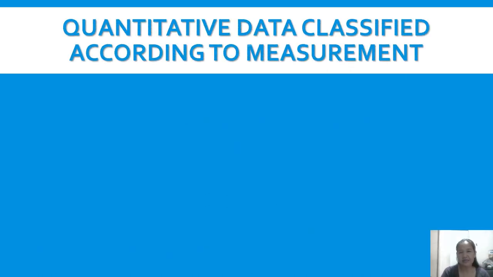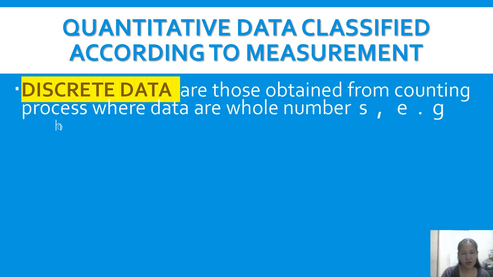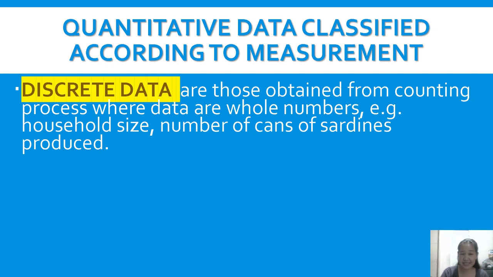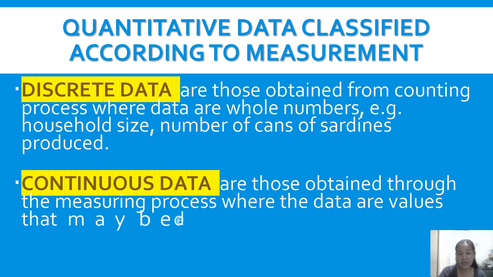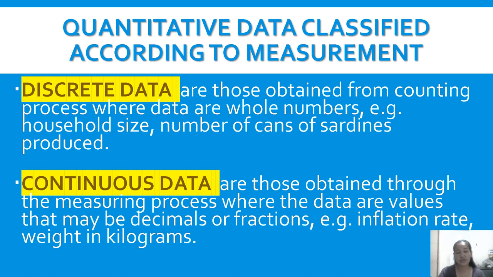We also have quantitative data classified according to measurement. We call these the discrete data, and these are those obtained from a counting process where data are whole numbers. Example is household size, number of cans of sardines produced. And we have the continuous data, which are those obtained through the measuring process where the data are values that may be decimals or fractions. Example is inflation, weight in kilograms. Later on, I will be asking you to identify if the data classified according to measurement is discrete or continuous data. So you might as well think of different examples of discrete data and continuous data.